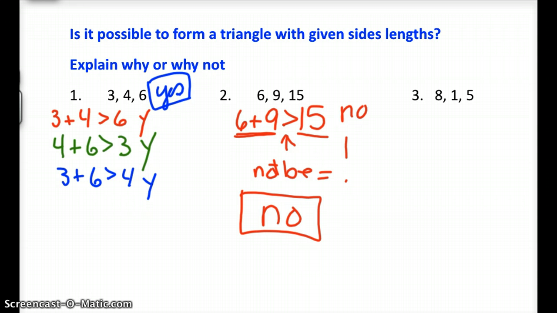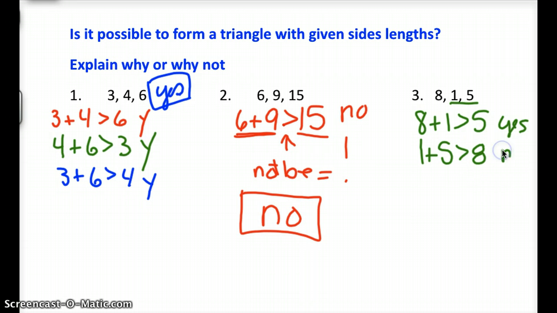All right, let's take a look at our last one. I've got 8 and 1. Is that greater than 5? Yes. And I'm going to take my 1 and 5. Is that greater than 8? That's a no. 6 is not greater than 8. So then this will be no. These measurements will not make a triangle.